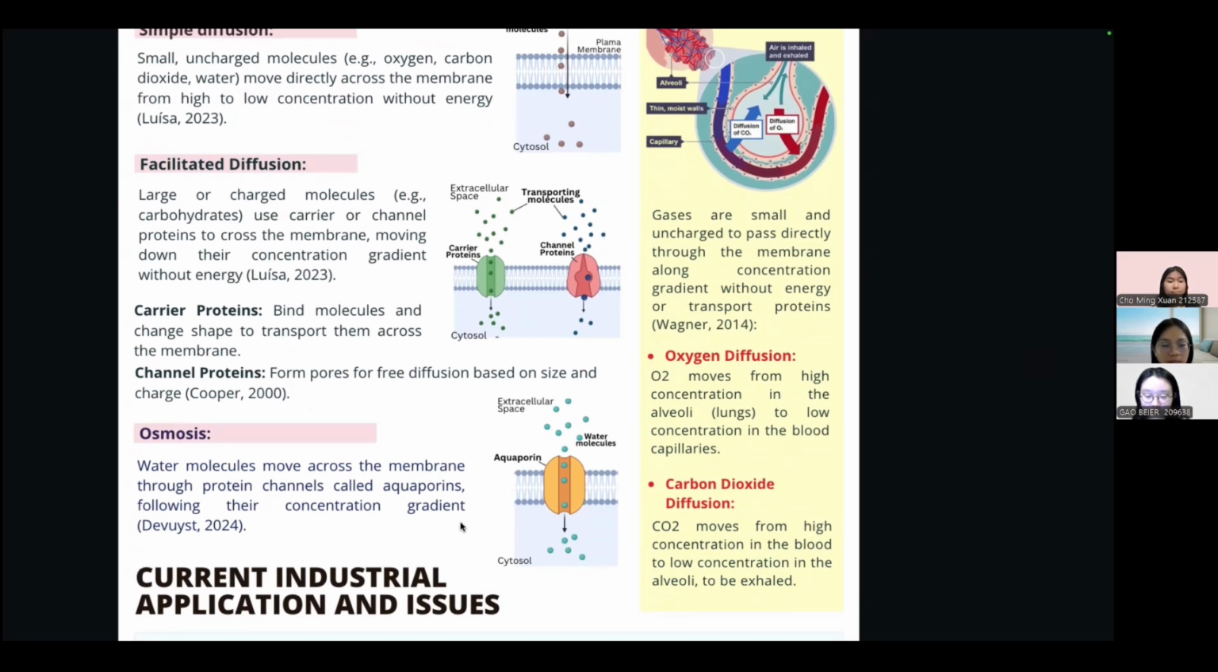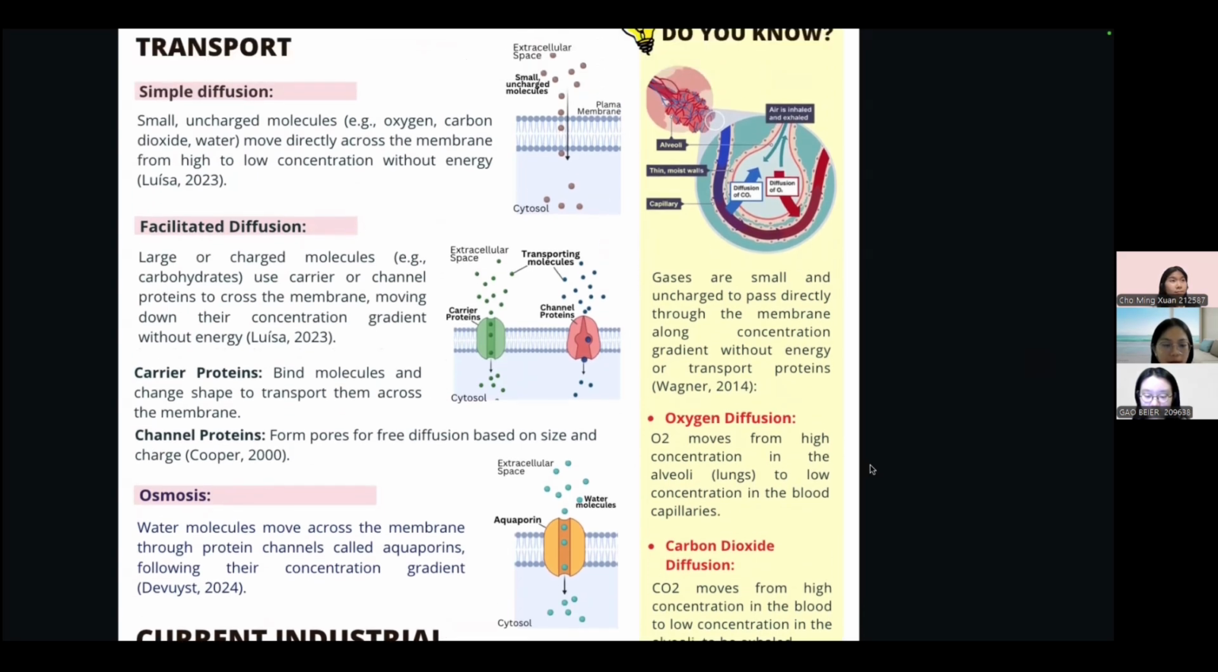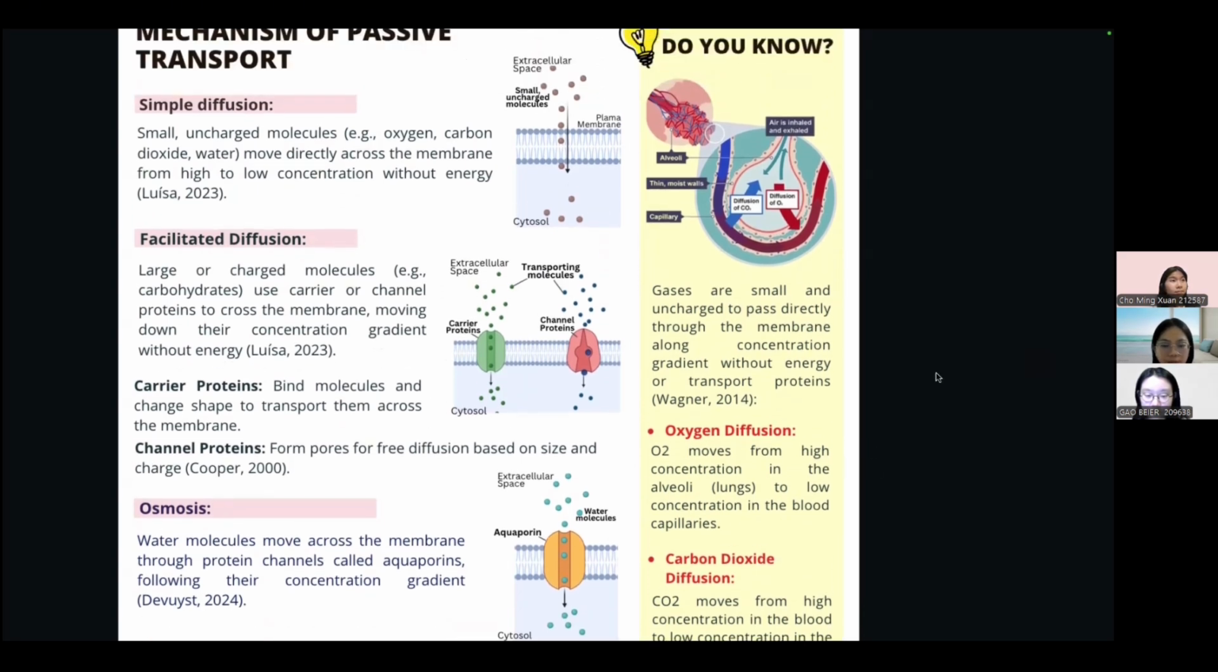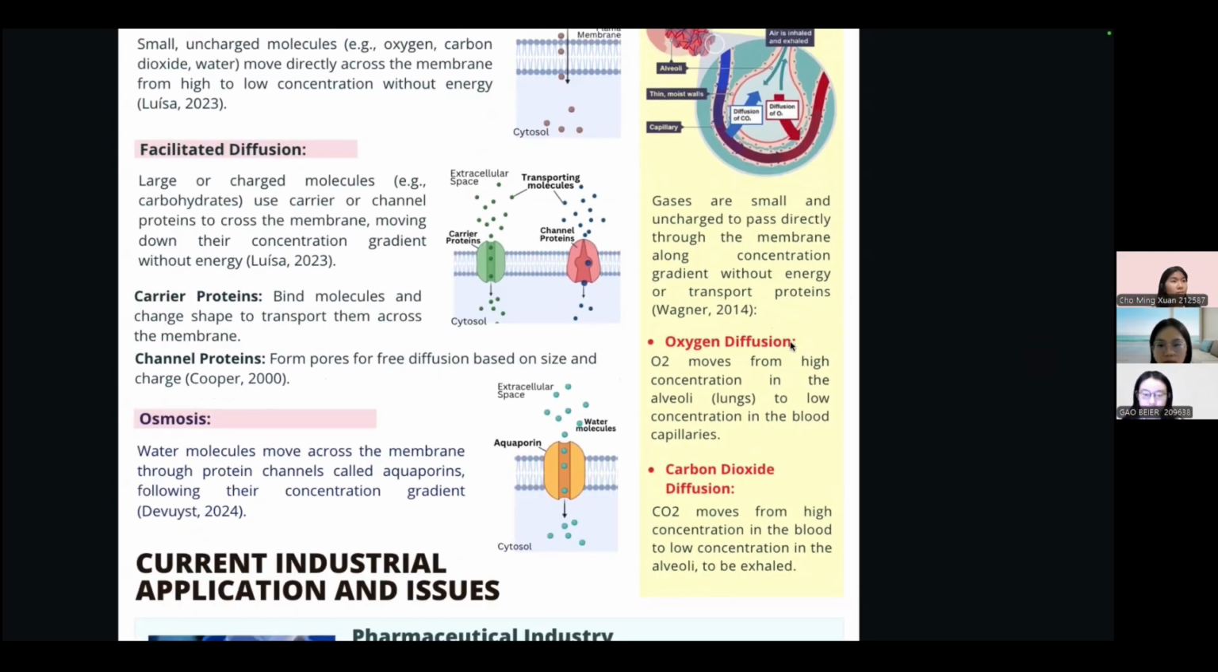And do you know one example of simple diffusion is gas exchange in respiration? Gases are small and uncharged, allowing them to pass directly through the cell membrane along the concentration gradient without energy or transport proteins. And oxygen moves from high concentration in the alveoli of lungs to low concentration in the blood capillaries. And carbon dioxide moves from high concentration in the blood to low concentration in the alveoli to be exhaled.